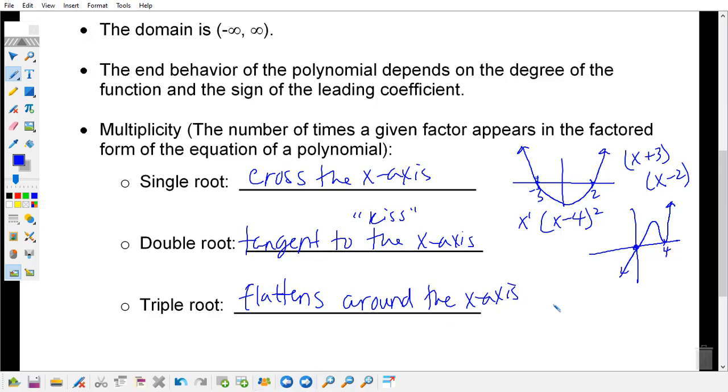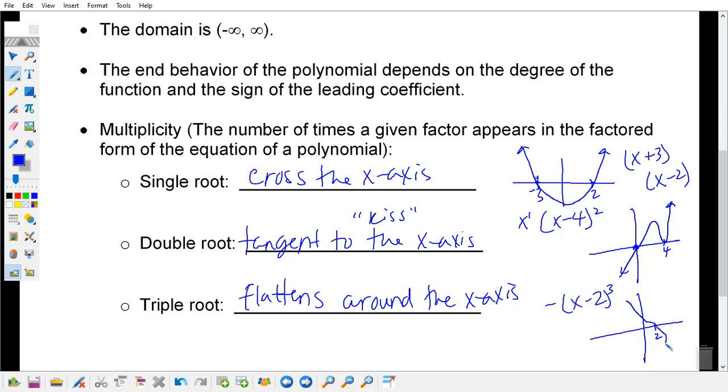So which one was a cube? Was that number 11? It said negative x minus what? 2? Example 11 said negative x minus 2 cubed. So at 2, what's happening is that my graph is going to go like this.